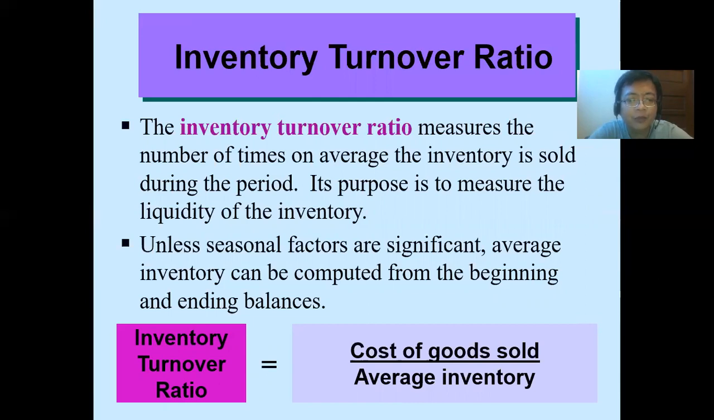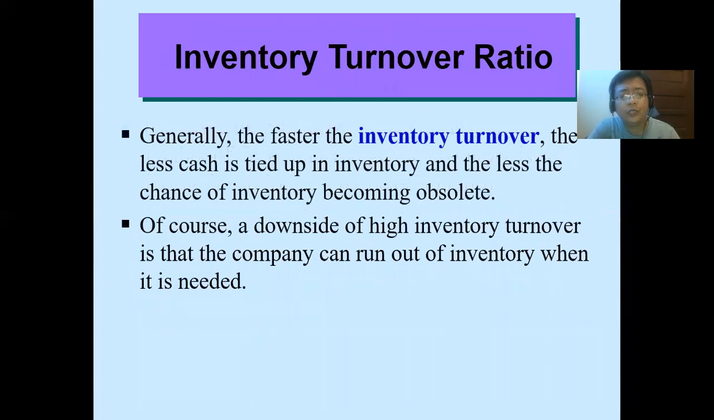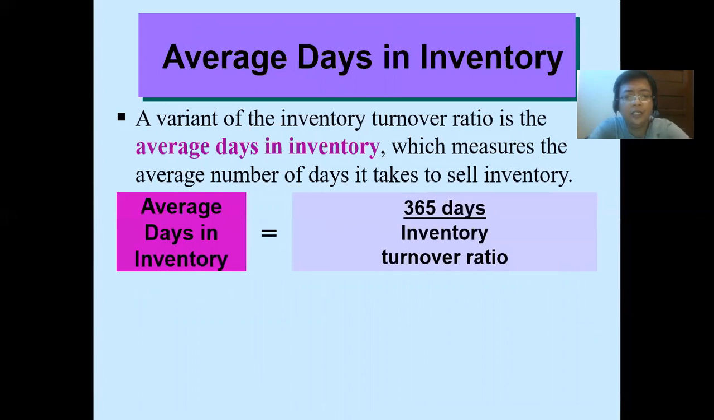Okay? So, the formula is cost of goods sold divided by average inventory. What is the formula to compute for average inventory? Beginning inventory plus ending inventory, you divide it by 2. Or last year inventory plus ending inventory, you divide it by 2. Okay? So if you have inventory turnover ratio, you have also inventory or average days in inventory. Meaning ilang araw yan natutulog sa warehouse mo and then to sell that inventory.